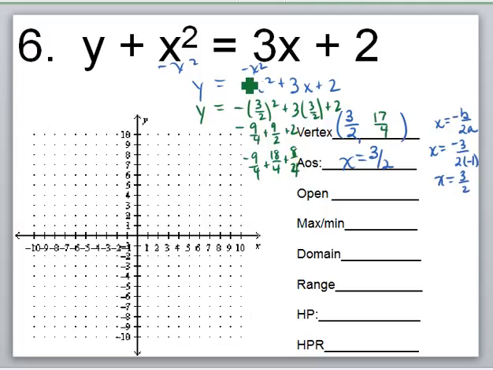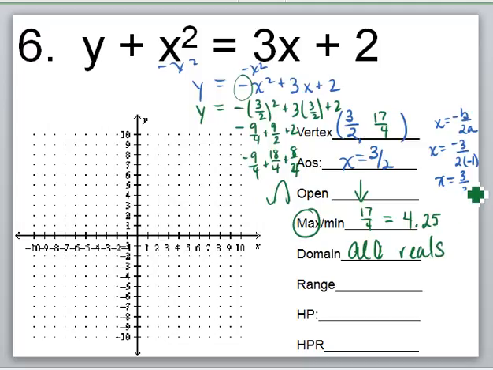Since my A is negative, I know it's going to open down. If it opens down, that means it has a maximum. The maximum value then would be 17 fourths. 17 fourths is the same thing as saying 4 and 1/4 or 4.25. The domain is all reals. The point then is 1.5 and then 4.25, which would be about right here. I know it's going down. So the range would be y has to be less than or equal to 17 fourths.